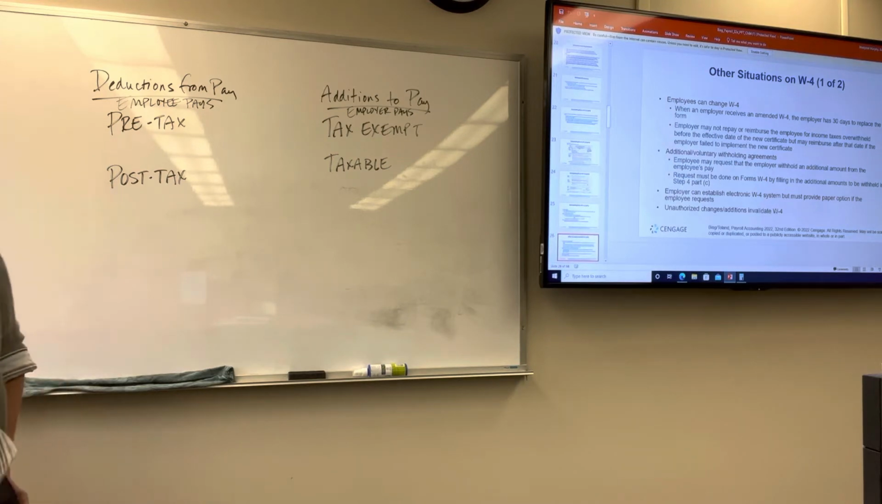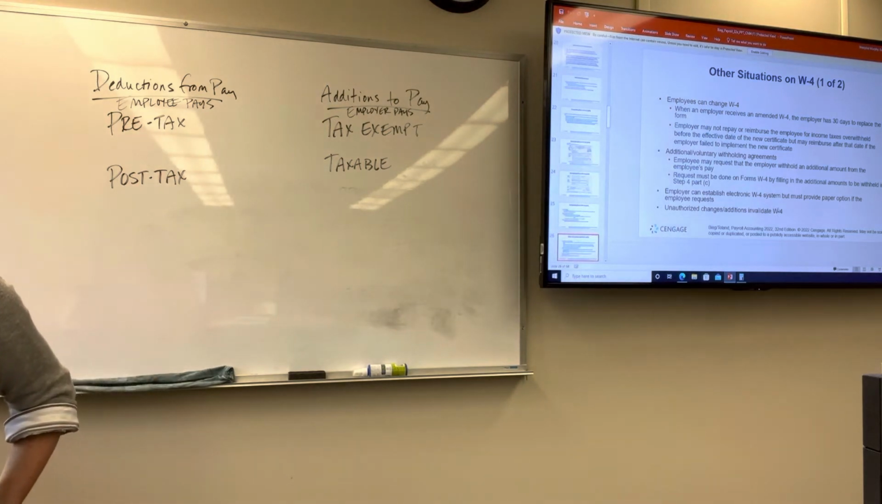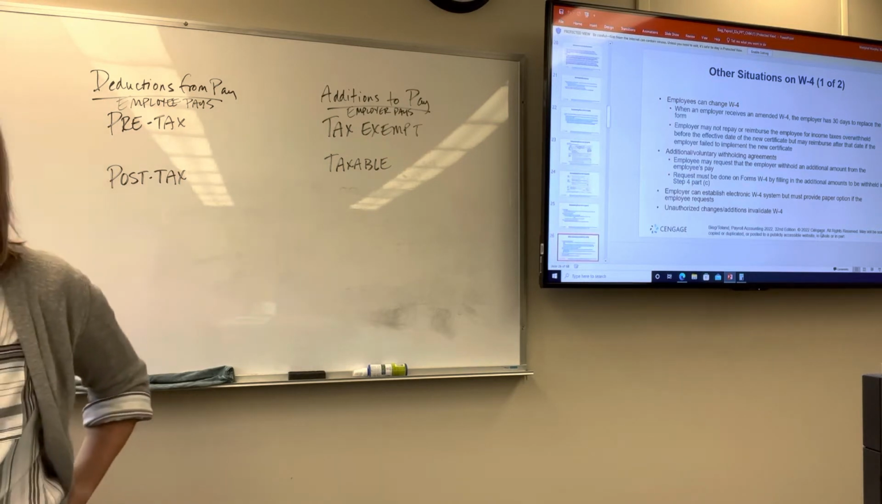So it doesn't have to be on paper. There can be an electronic system that employers can use for filling out those W-4 forms, but they have to provide a paper version if the employee requests it.